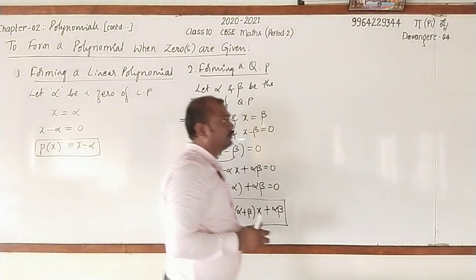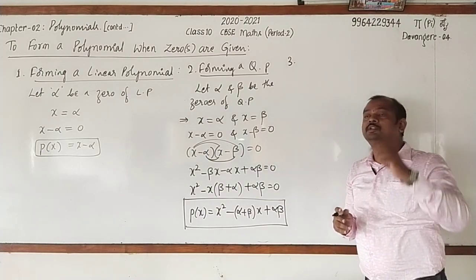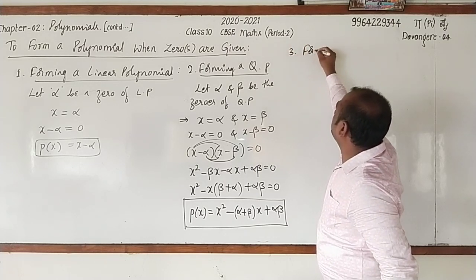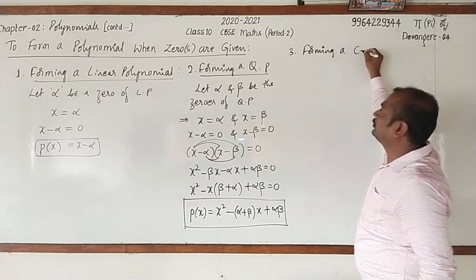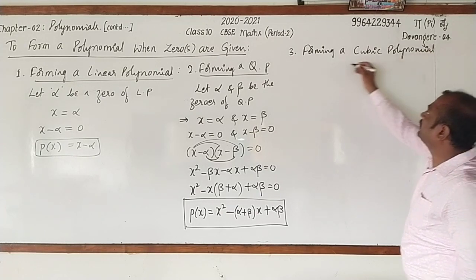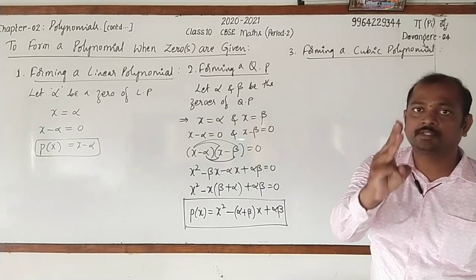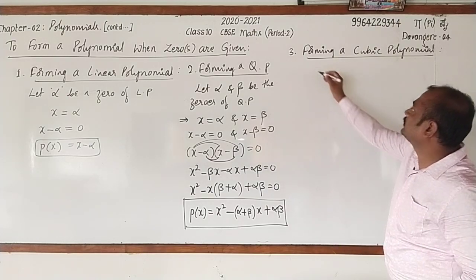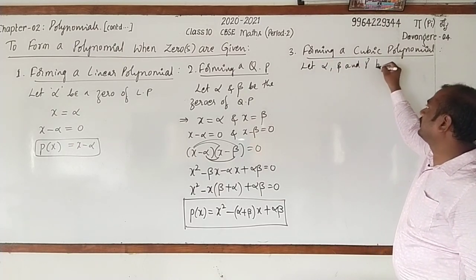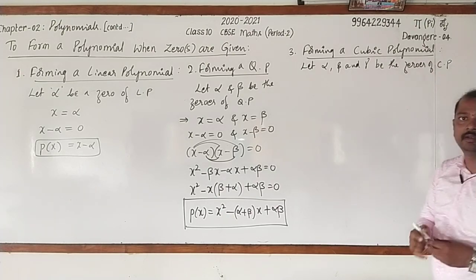Clear? Next, one more is there. What is that? The third one is forming a cubic polynomial. Then you all know how many zeros it has. The degree of the cubic polynomial is 3. Therefore, it has 3 zeros. Hence, you can assume that alpha, beta and gamma are the zeros of the cubic polynomial. Clear?